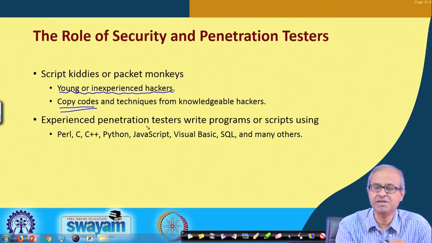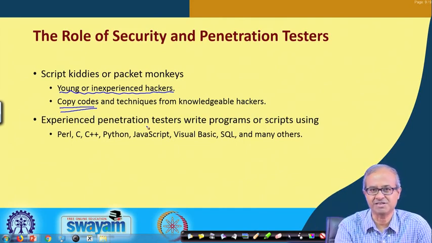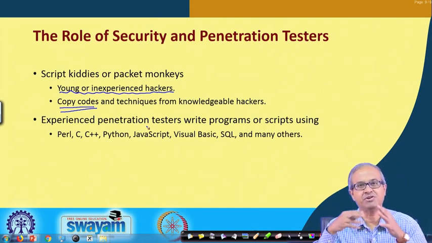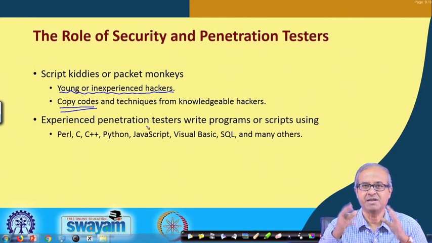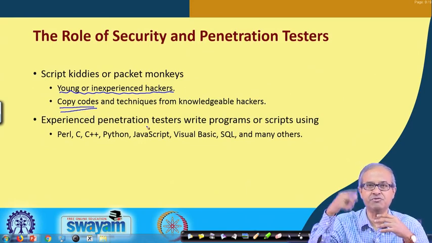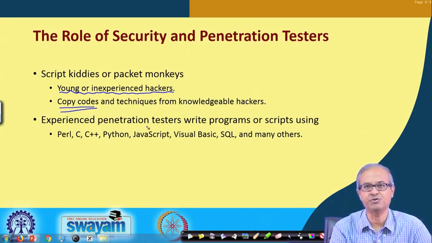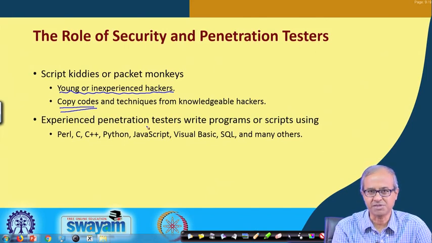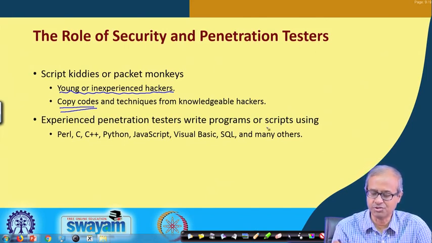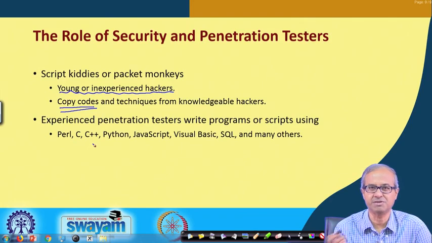But experienced penetration testers do not copy codes from such places. They usually develop scripts, they use a set of tools, and they run those tools in specific ways to carry out specific things. These tools or scripts are typically written in different scripting languages like Perl, Python, JavaScript. They can also be written in languages like C, C++ and so on.